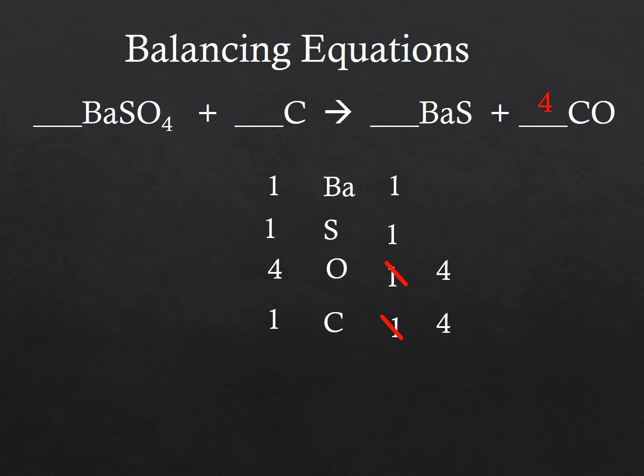So barium's still balanced, sulfur's still balanced, oxygen's now balanced, but now carbon is not. So on the reactant side, we have to multiply the 1 by 4, and you now get 4 carbons. So now everything is equal, and you did a fantastic job.